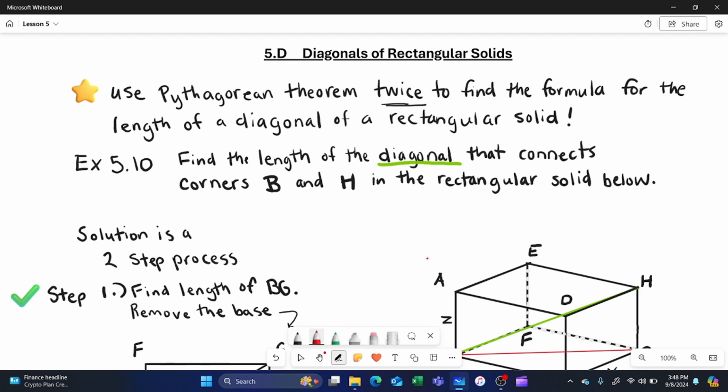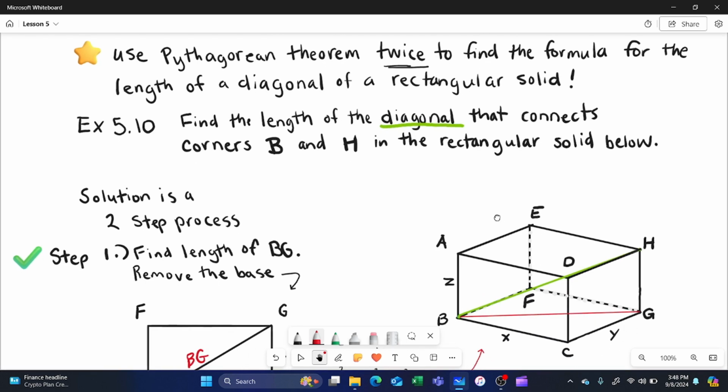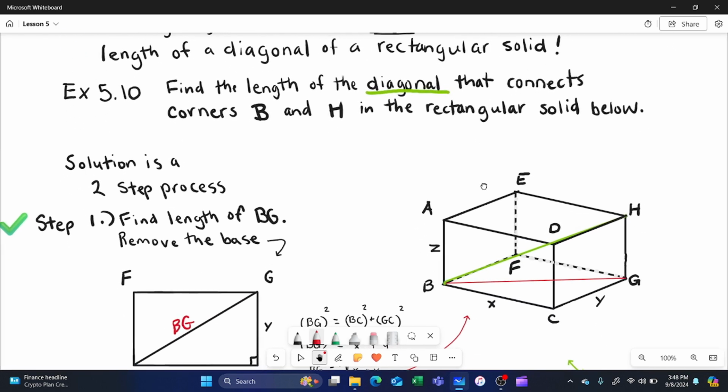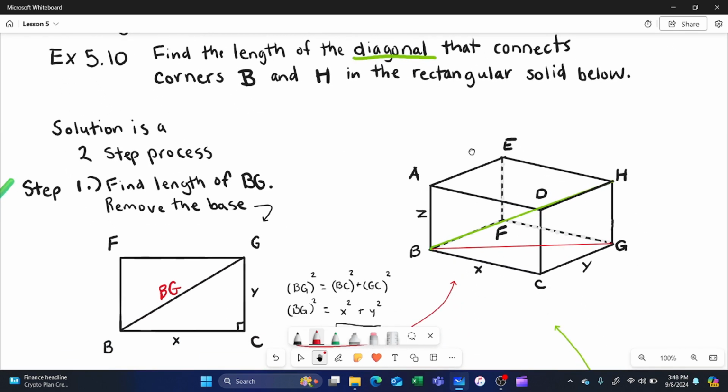All right, so example 5.10, they tell us to find the length of the diagonal that connects corners B and H in the rectangular solid below. I went ahead and created a little solid for you here. I color coded that diagonal, underlined with green, so you can see it pretty easily. B to H is what ultimately they want. So it's a two-step solution to this type of problem. Again, we're going to use the Pythagorean theorem twice to figure it out.